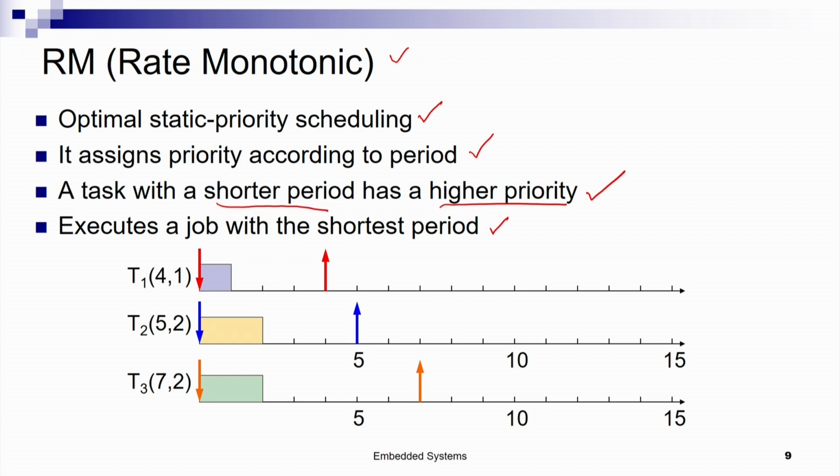For example, here we have 3 tasks T1, T2, T3, and the period of T1 is 4, its execution time is 1, period of T2 is 5, execution time 2, period of T3 is 7, execution time 2. Execution time is this length and period is this length.